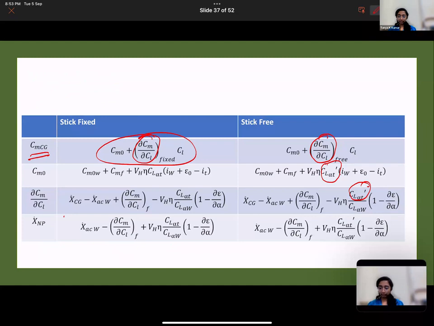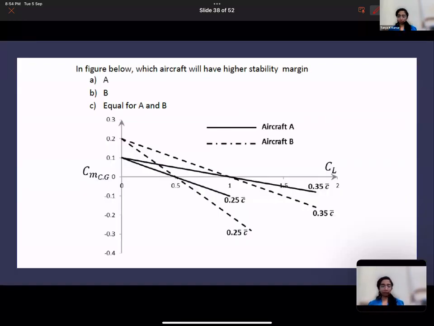Next, X bar NP. So there is a bar above all of this. The only difference in this case again is that CL alpha tail becomes CL alpha tail prime. That is the only difference. So DCM upon DCL changes, CL alpha tail changes. That is the only difference between stick fixed and stick free case. Okay. Now let's look at a few questions.